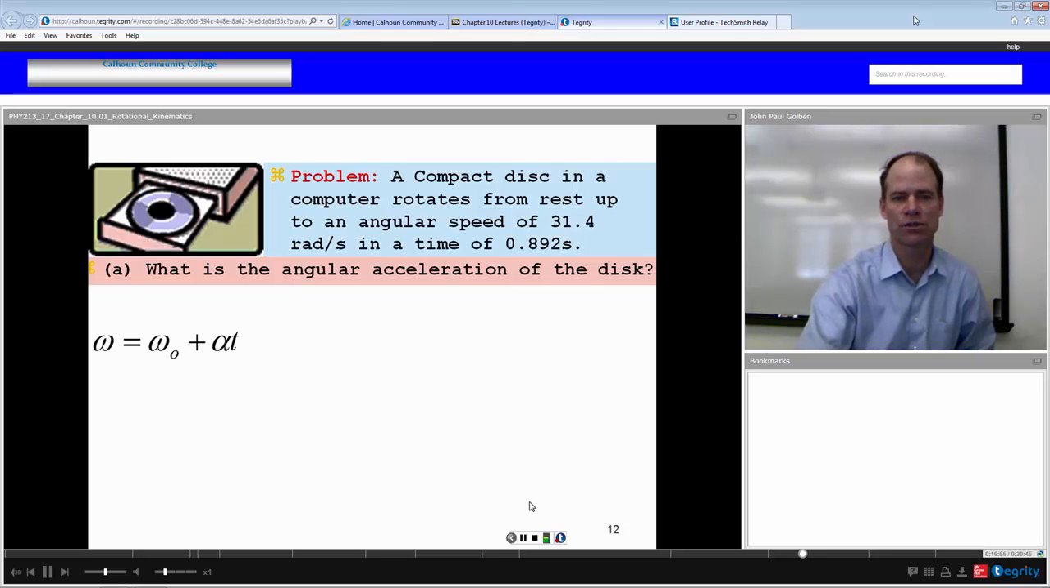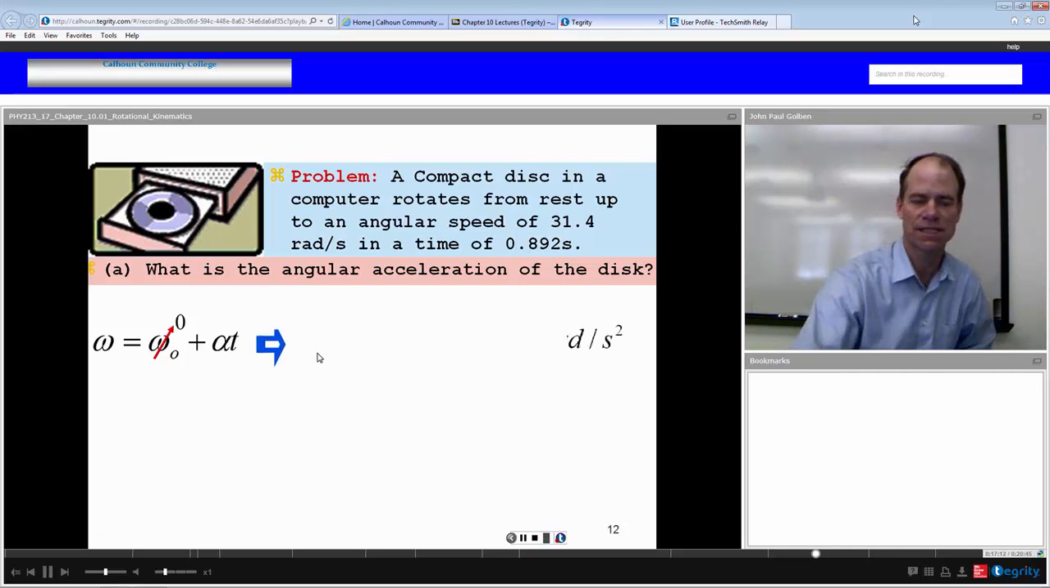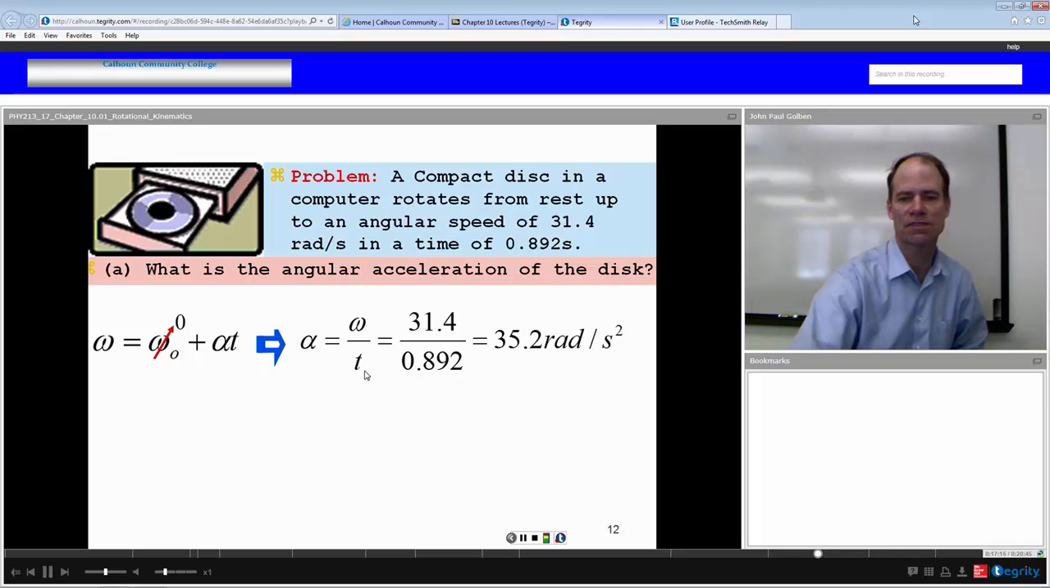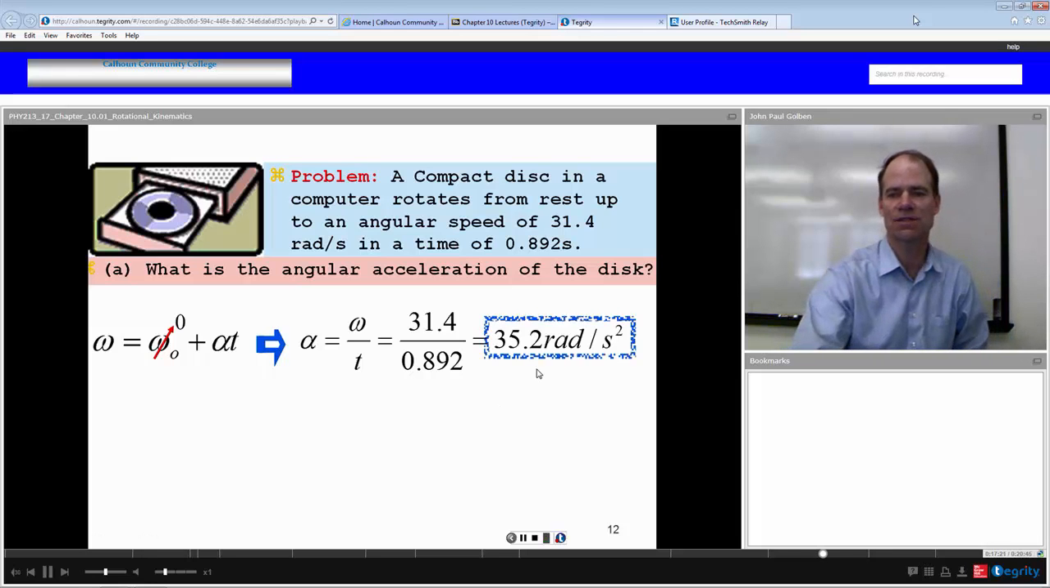We're going to choose rotational kinematic equation number 1. Final velocity equals initial velocity plus angular acceleration times time. Our initial angular velocity is 0 because we start from rest. So we have omega is equal to alpha times t. So alpha is equal to omega divided by t. 31.4 radians per second divided by 0.892 seconds gives us 35.2 radians per second squared. That is our angular acceleration for this disk.